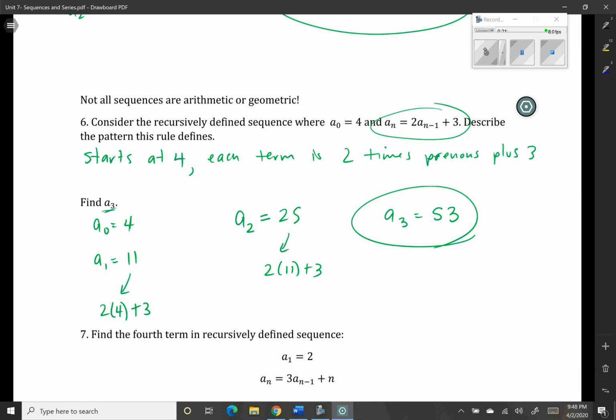Now, this particular pattern cannot be defined explicitly. There's no equation I can come up with here that's going to be an explicit formula because it's not geometric and it's not arithmetic. So the only real way that we could define this is using a recursive definition.